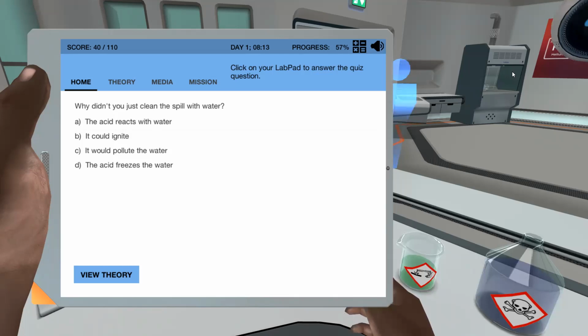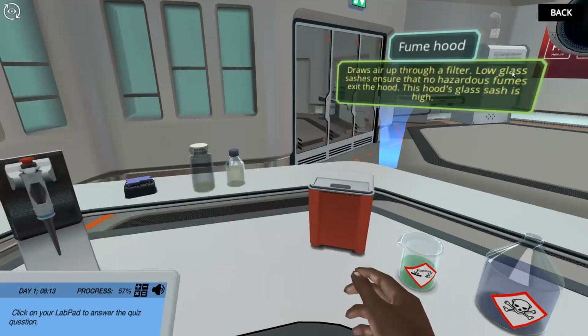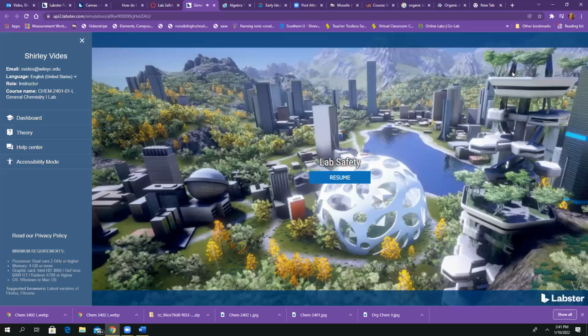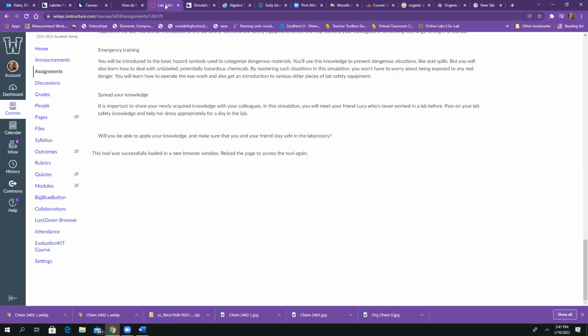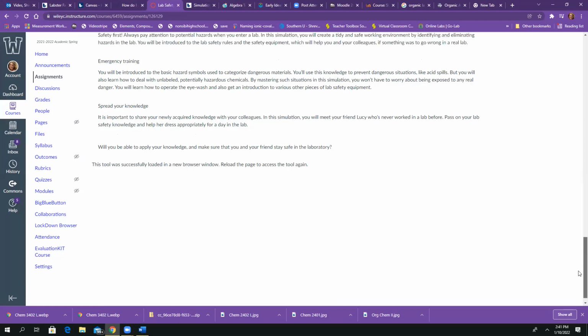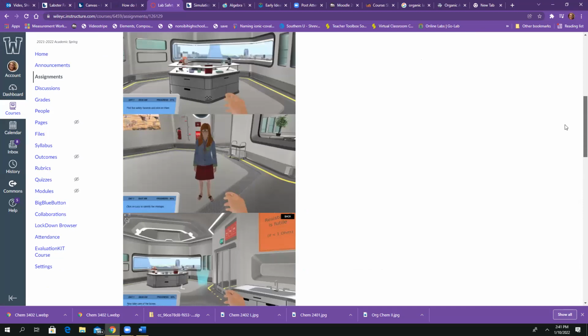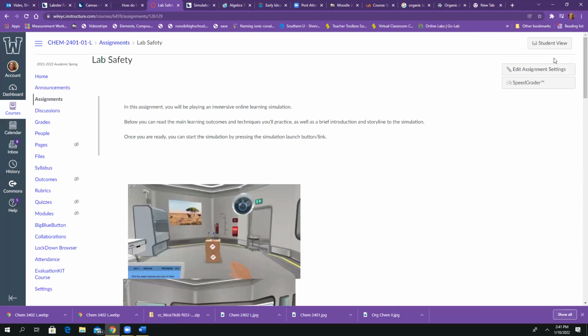I'm not going to go through the whole lab, but I just wanted you to see that it is like playing a little game, pretty much, like a computer game. Anyway, so when you're doing that, you are doing the labs along with the lecture.